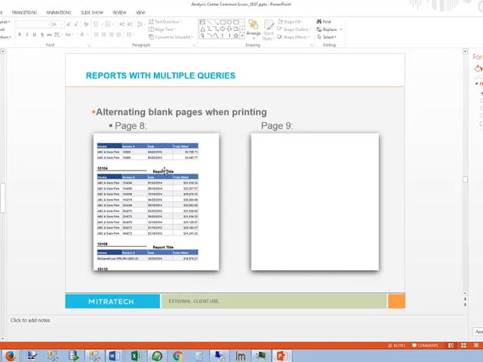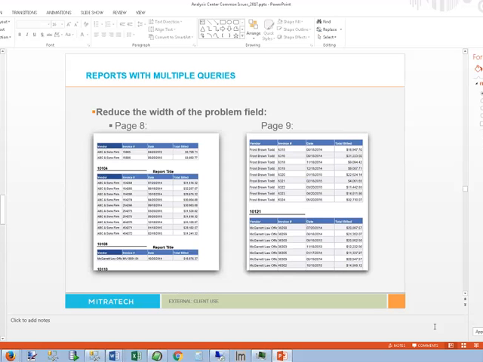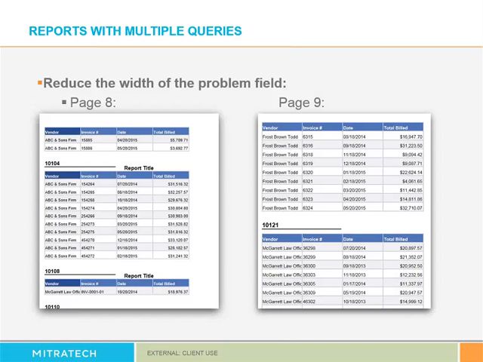The field in question is this report title field. It actually extends all the way out over into page 9, which is causing the PDF renderer to add these extra blank pages. So now that we know that that's the problem, we can click on this report title field and either remove it or just shrink it down to fit within this page. And then we'll see that the extra blank pages disappear.